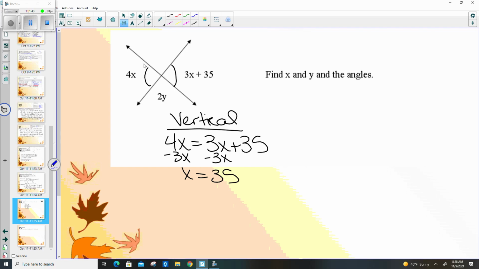I got to find x, y, and the angles. You could substitute 35 for x and get, there's that one. If I do it over here, what do I get? It's a good thing because they should be equal, right? How am I going to get a y? Go.